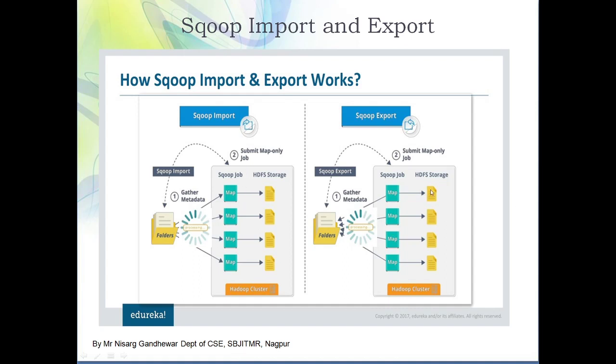Similarly, suppose we want to export the data from HDFS to RDBMS. In that case again Sqoop map is going to be used, because map establishes a direct connection with HDFS storage, and it collects the data and then stores it back to the folder of the RDBMS. So this is how Sqoop import and export will work. So I hope you understand Sqoop. Sqoop is used for transferring structured data from RDBMS to HDFS.